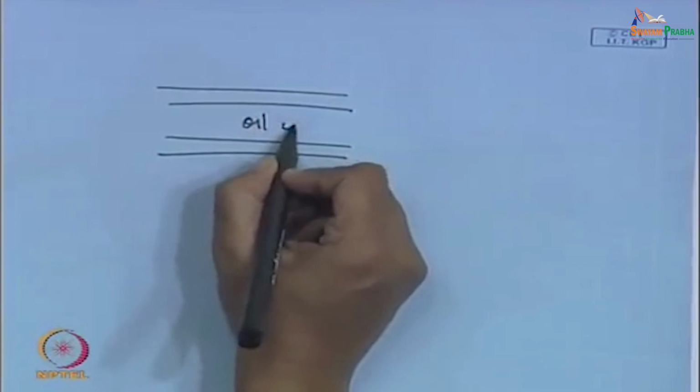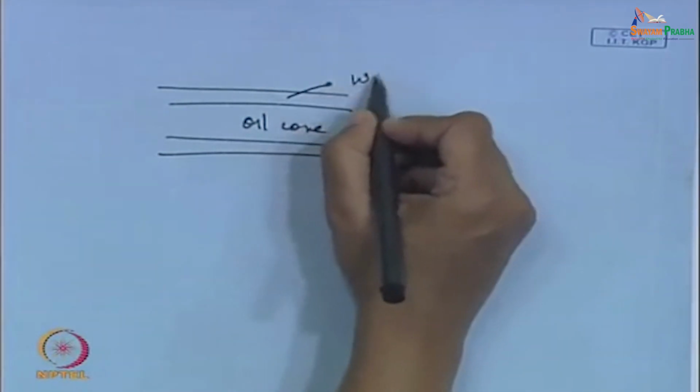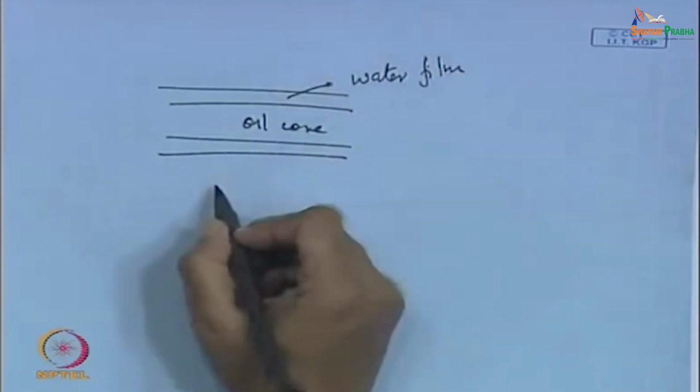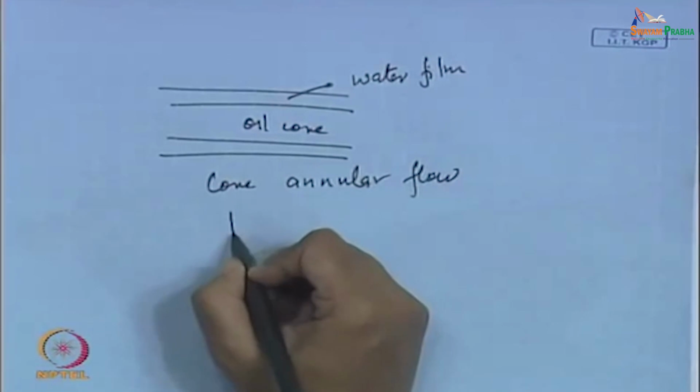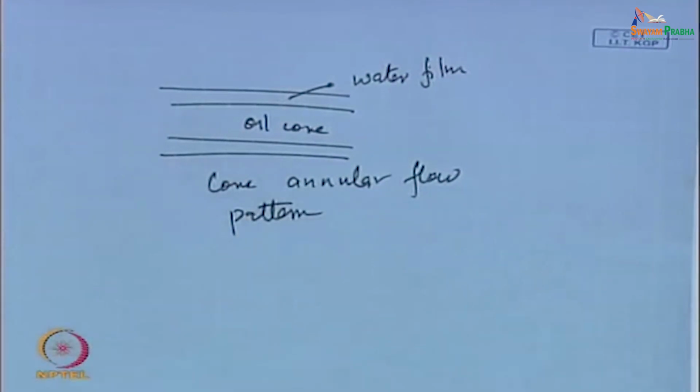What have we planned to do? We have observed that there is something like the annular flow pattern, isn't it? For oil water cases, we call it the core annular flow pattern. What happens under these circumstances? Just like the annular flow pattern, there is an oil core here and there is a water film here. This is known as the core annular flow pattern. For liquid cases, it is nothing but the annular flow pattern that you have observed for the gas liquid cases.